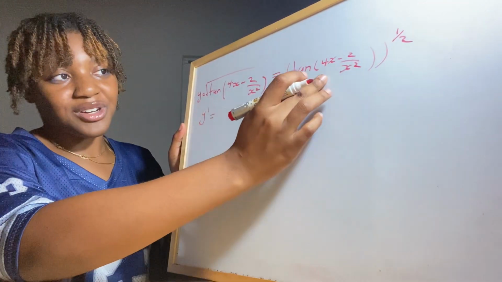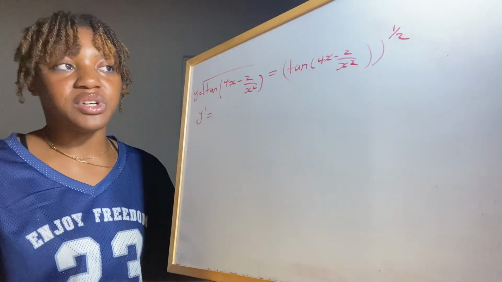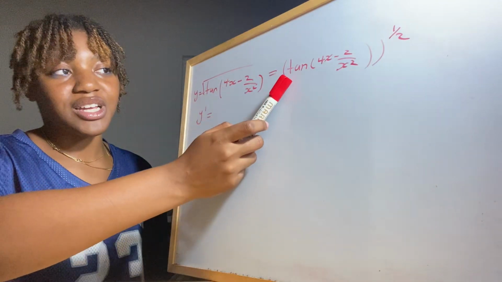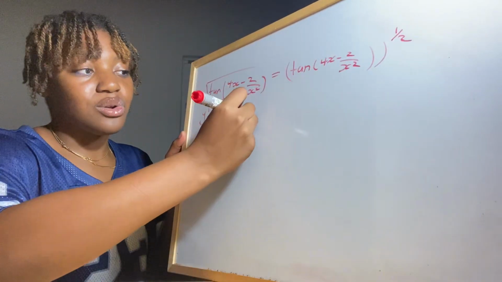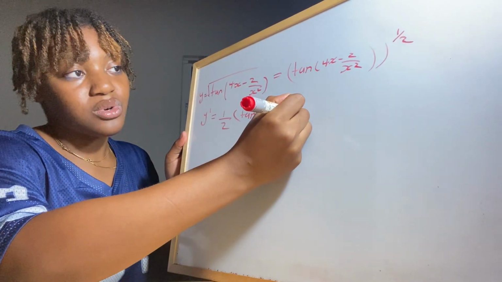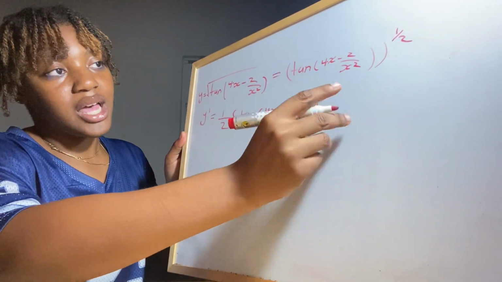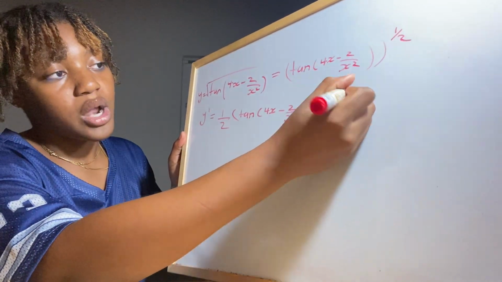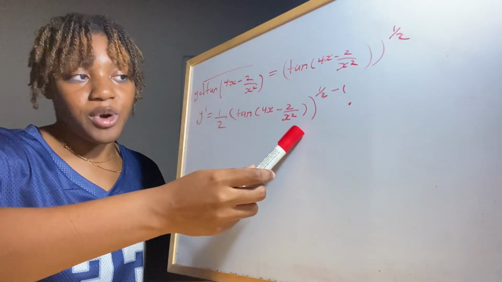Here, since we have a function, an expression being raised to a power, we can apply the chain rule first. The chain rule says we're going to copy and paste the power to be the coefficient of the expression. So we're going to have half. We leave the expression alone, so we'll have tan(4x - 2/x^2) in brackets, and then we subtract 1 from the current power, so half minus 1. Next, with the chain rule, we differentiate what's in the bracket.